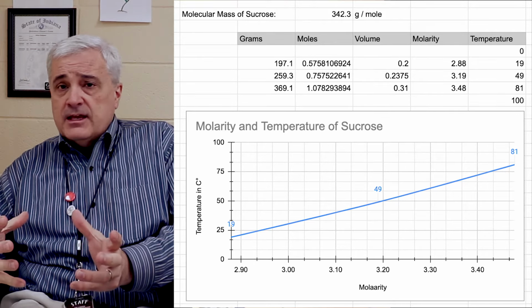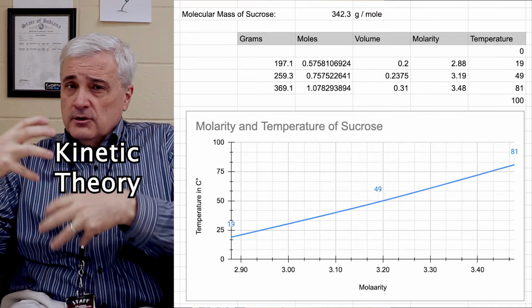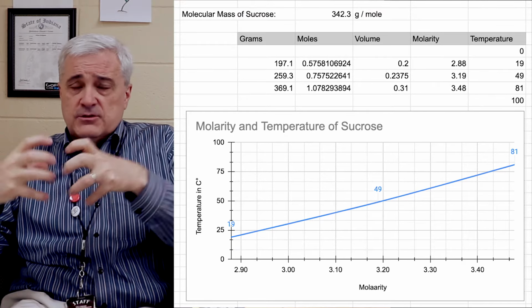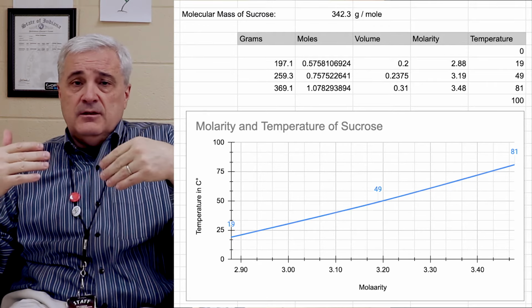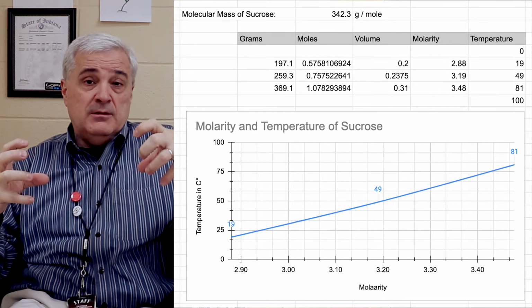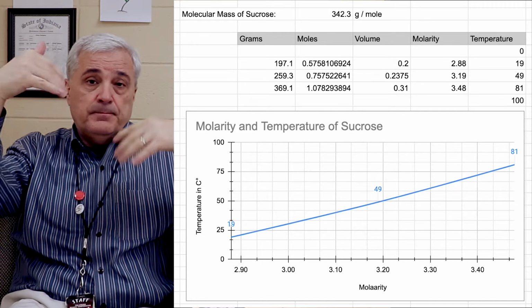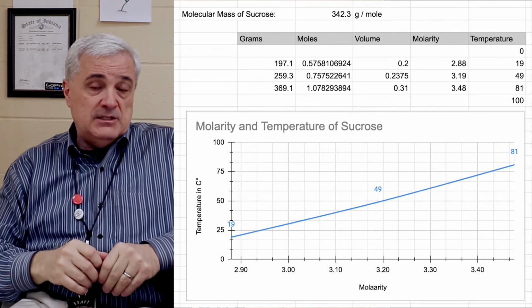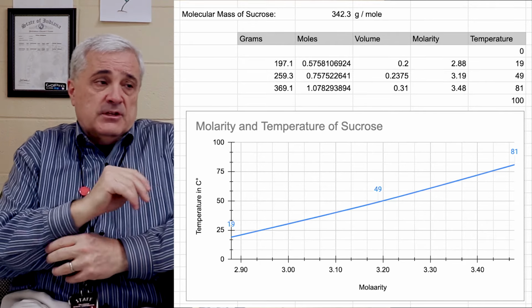And that goes back to that kinetic energy conversation, where the hotter the liquid, the faster the molecules are moving, taking up more space, which results in there being, if you will, more space between the molecules, and the sugar molecules can get in there in that space, and therefore more sugar will dissolve. So it's kind of an interesting thing.